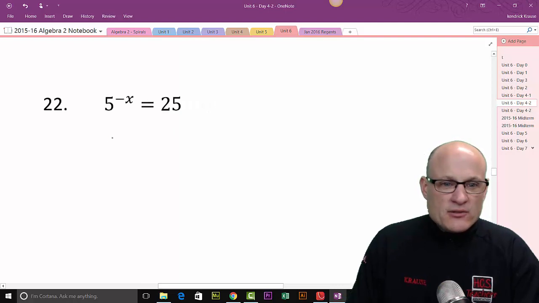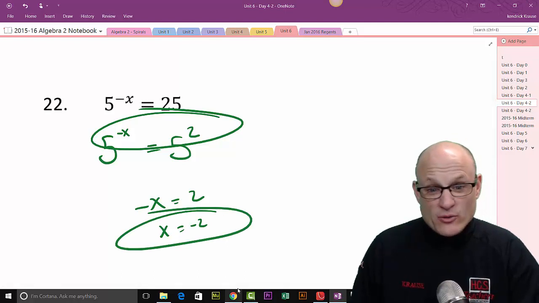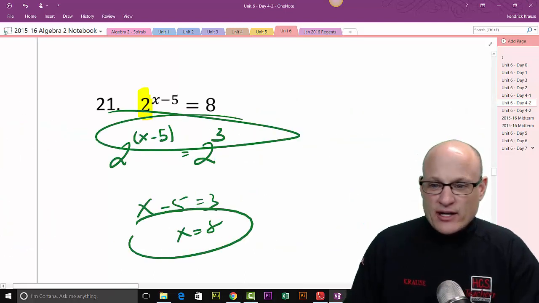All right. 5 to the negative x is equal to 5 squared. Set these equal to each other. Negative x is equal to 2, so x is equal to negative 2. Divide both sides by negative 1. Ka-ching! All right, the next one's not as easy.